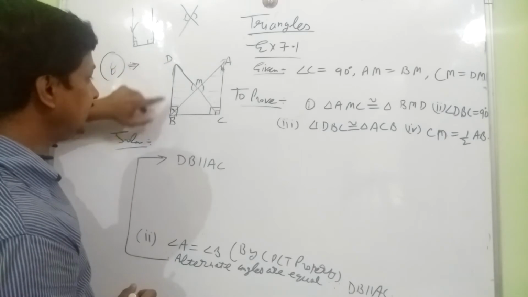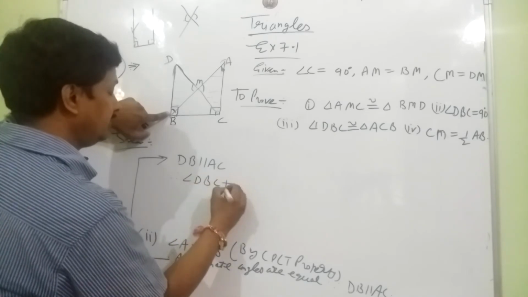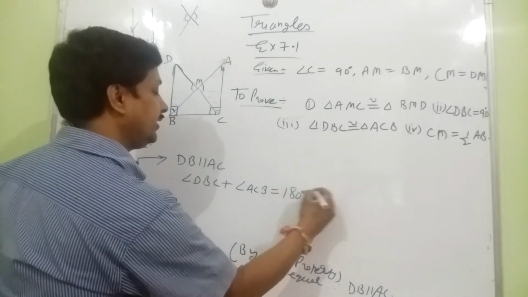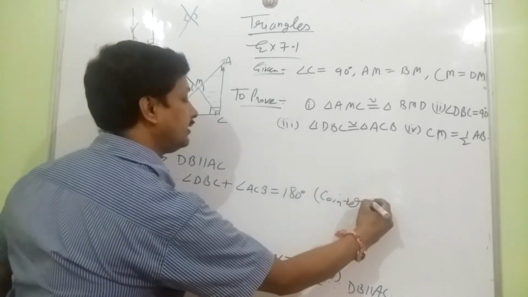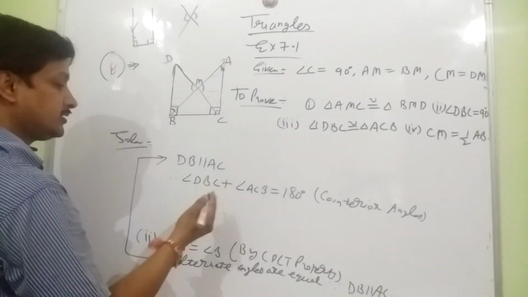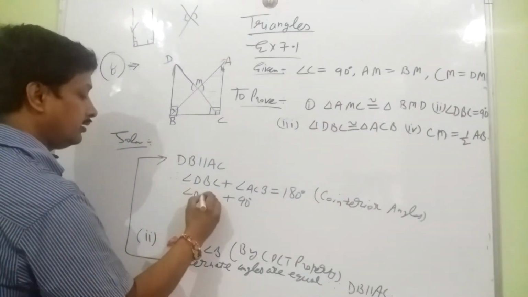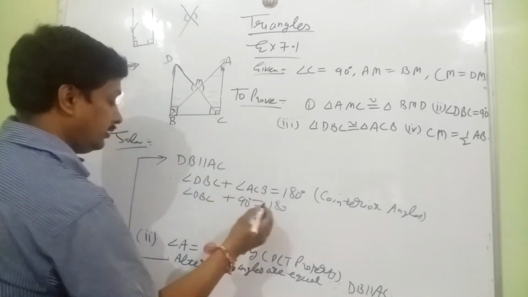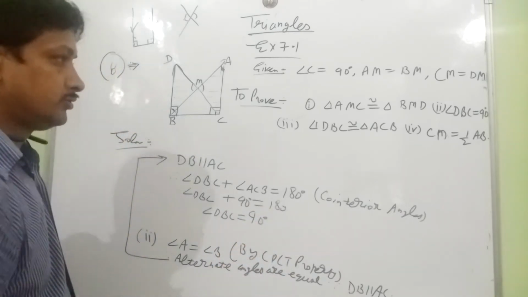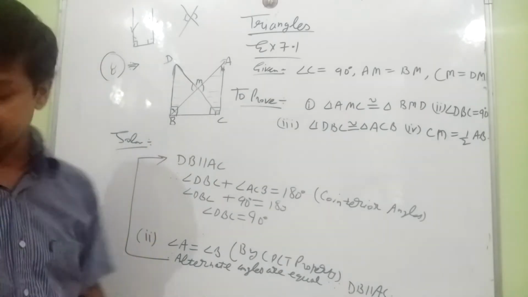So we can say angle DBC, which is this angle, plus angle ACB equal to 180 degrees, co-interior angles. But you know this angle C is already given. It is 90 degrees. It is given. So if we solve this, we will get angle DBC will be 90 degrees. So this is the second proof. So you can just note it by pausing the video.